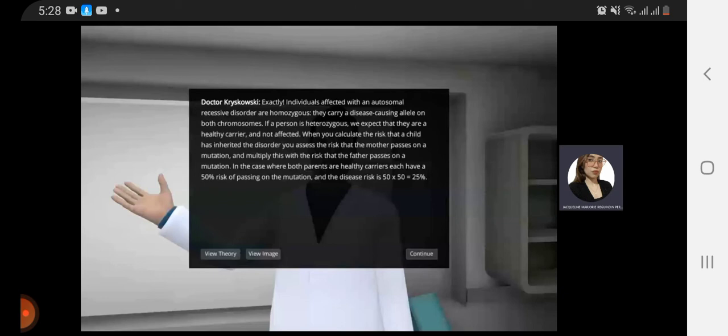When you calculate the risk that a child has inherited the disorder, you assess the risk that the mother passes on a mutation, and multiply this with the risk that the father passes on a mutation. In the case where both parents are healthy carriers, each have a 50% risk of passing on the mutation, and the disease risk is 50 times 50 equals 25%.